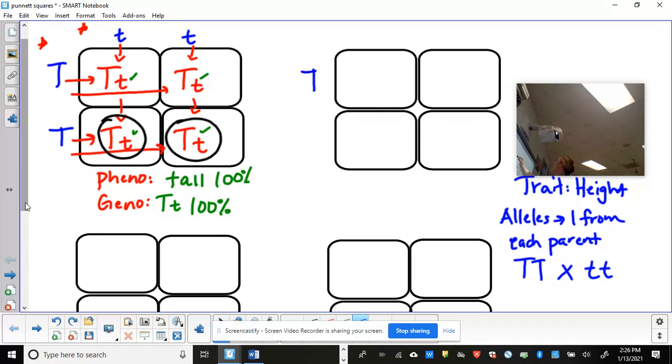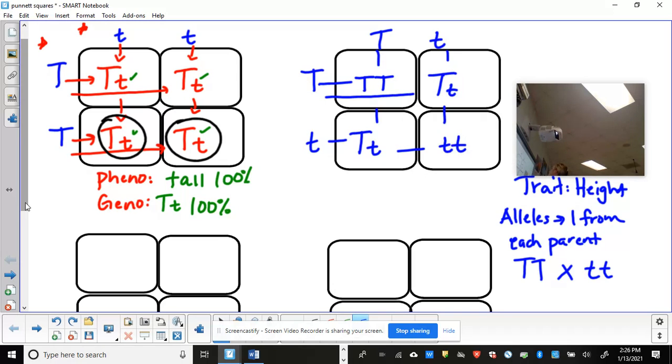He's got one that's big T, little t, and then he's got another one that is big T, little t. We're going to follow the same pattern, big T, big T. Now this is interesting, because you would think you would write it like this. But if there is a dominant allele present, then you actually write it first. So we're going to write it like that. Over and down, big T, little t. Over and down, little t, little t.